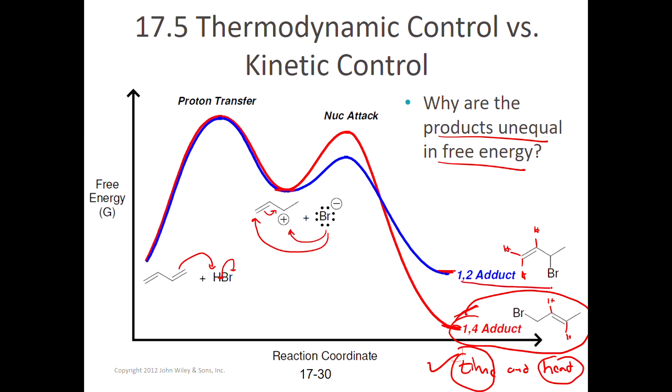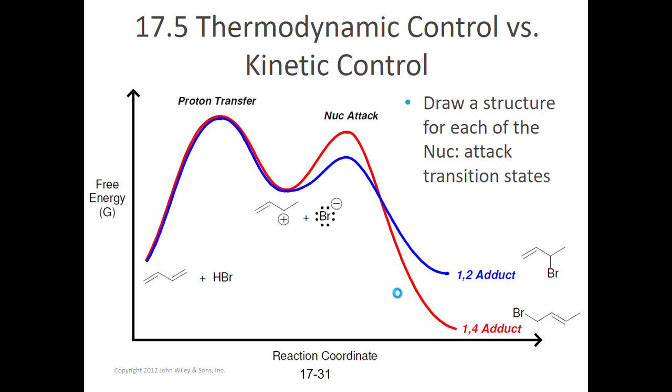If I want to make the other one, I can't rely on it to be formed thermodynamically because it's not as low in free energy as the 1,4 adduct. So what can I do there? Well, let's take a look at the transition states, right? Because there's a difference here. We want to understand the difference in energy between the transition states.